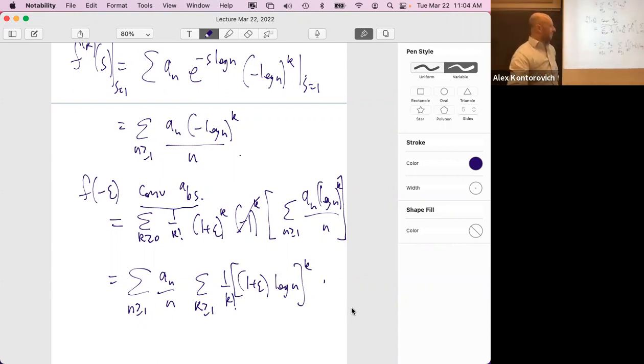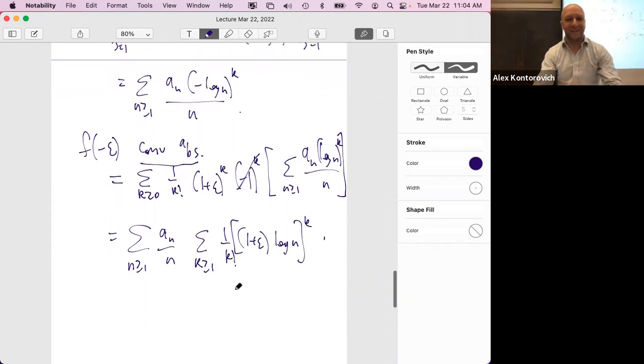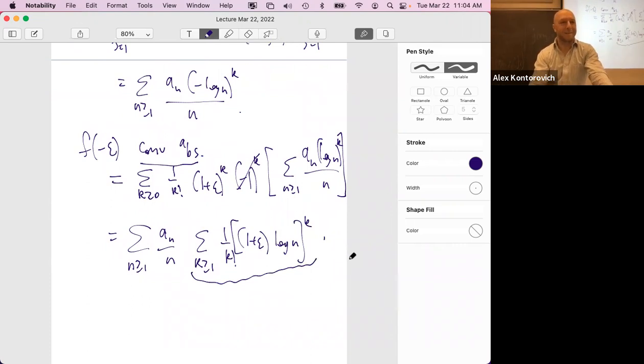So far, so good. But what is this? Wait, the 1 plus epsilon over... guess n to the 1 plus epsilon. This is exactly n to the 1 plus epsilon. Beautiful.